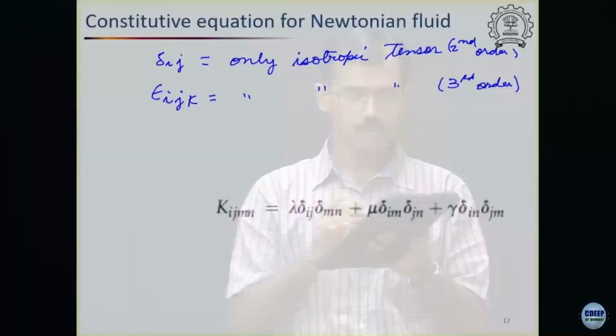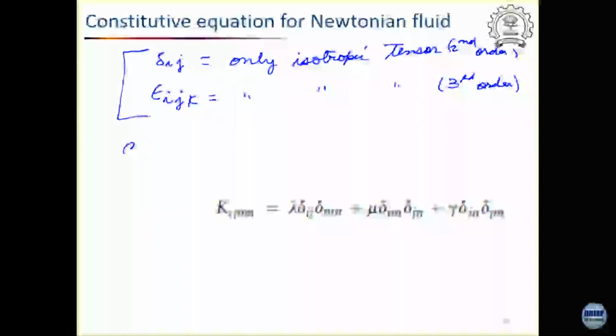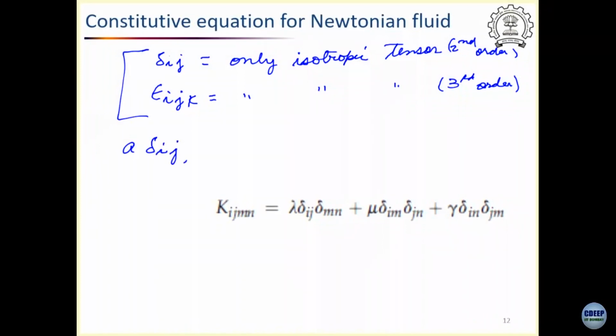then you need to have a relation between them. These are unit isotropic tensors. So any general isotropic tensor would be some constant, say A, multiplied by delta ij, or some constant B multiplied by epsilon ijk. These would be general isotropic tensors.